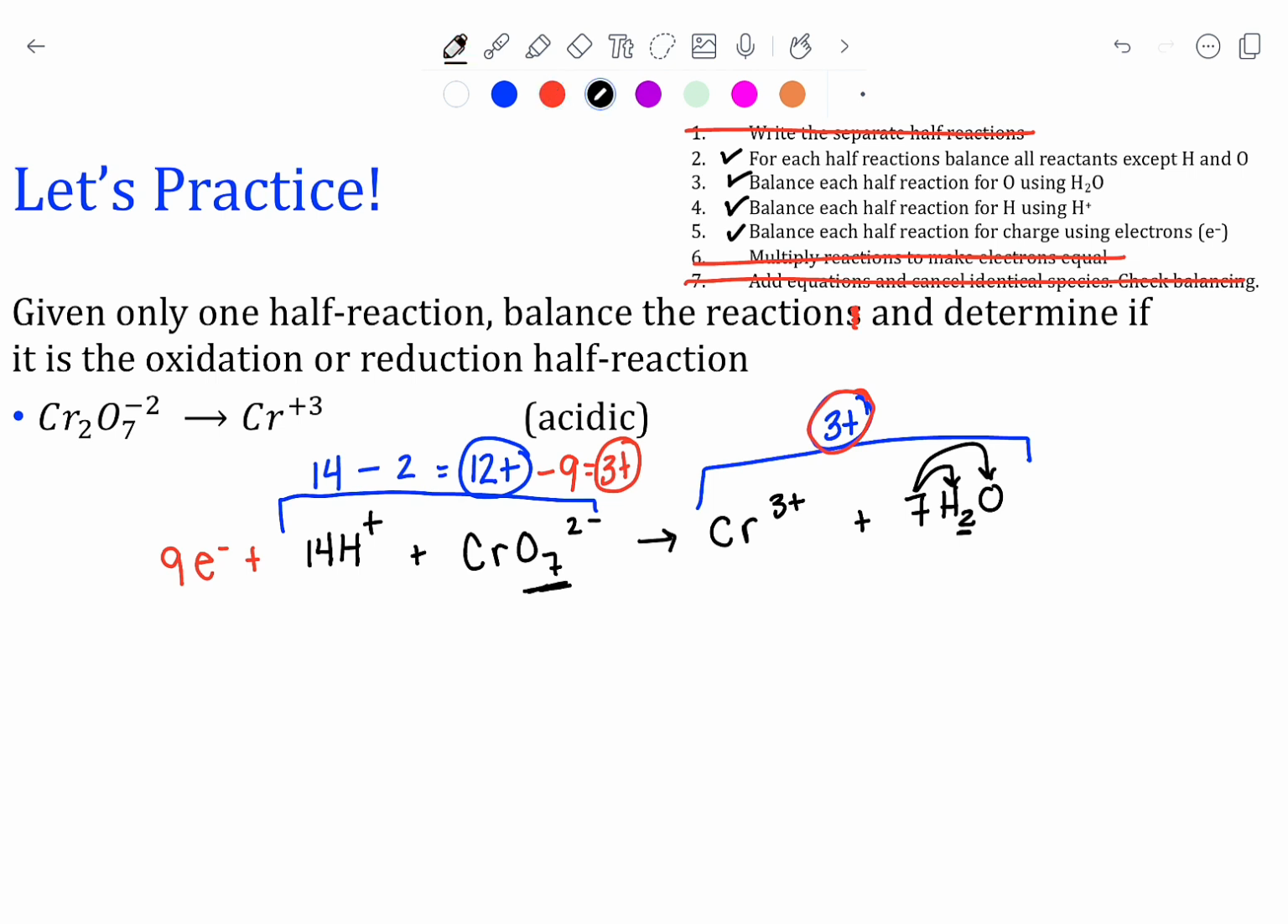Steps 6 and 7 would require another reaction there. So the last part of this problem is to determine if this is an oxidation or reduction half reaction. Oxidation reactions would have the electrons in the product side, and reduction half reactions would have the electrons in the reactant side. So since our electrons are in the reactant side, we had to gain those electrons. This would be the reduction half reaction.